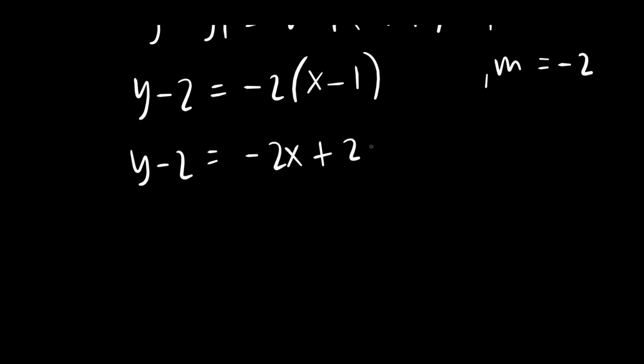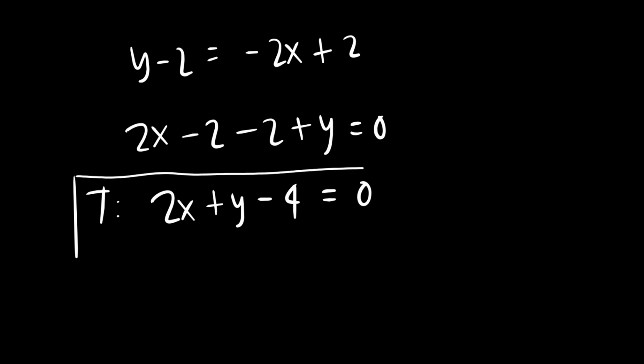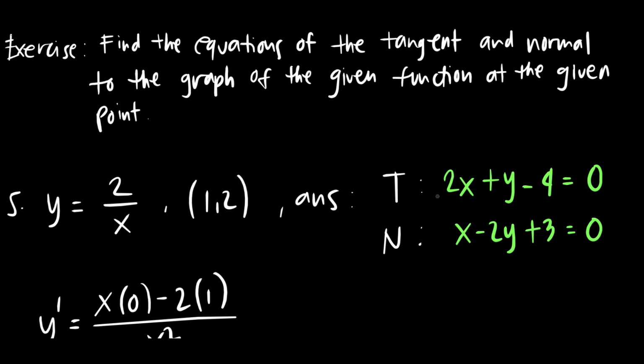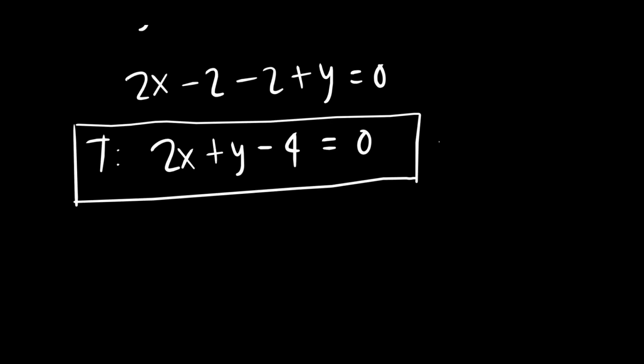Further simplification: 2x minus 2 plus y is equal to 0. So we have 2x plus y minus 4 is equal to 0. This is our tangent. Let's check if our answer is correct for the tangent. The answer is tangent 2x plus y minus 4 is equal to 0. So our answer here is correct.